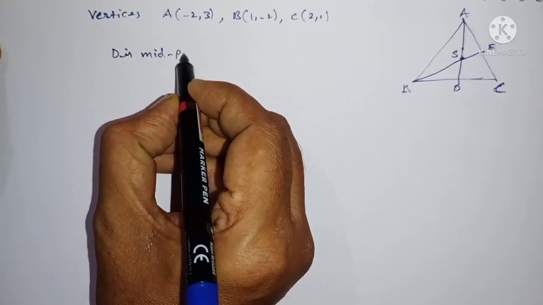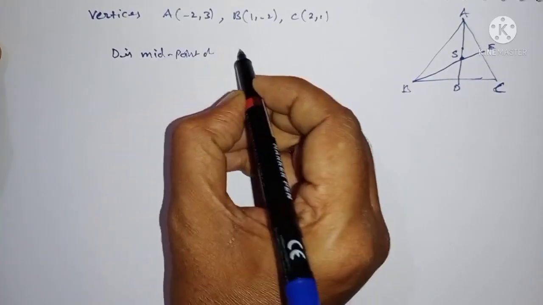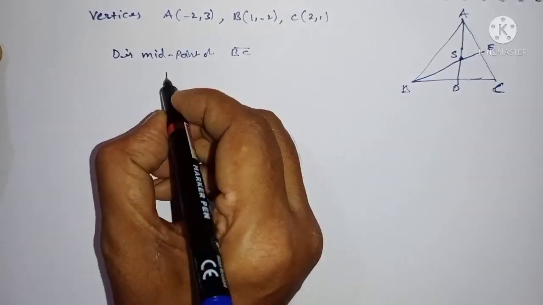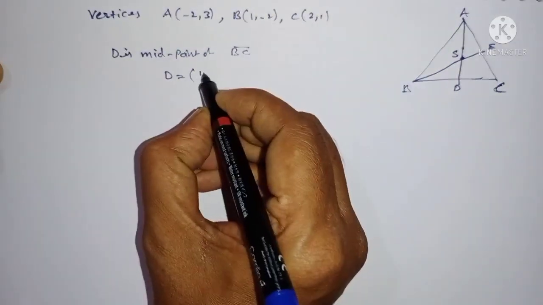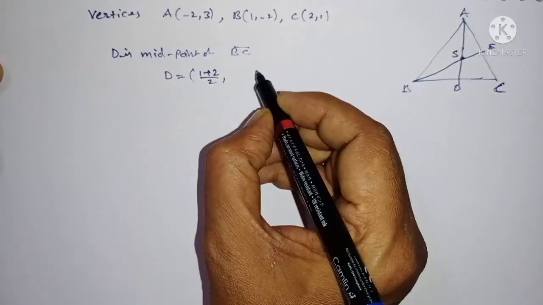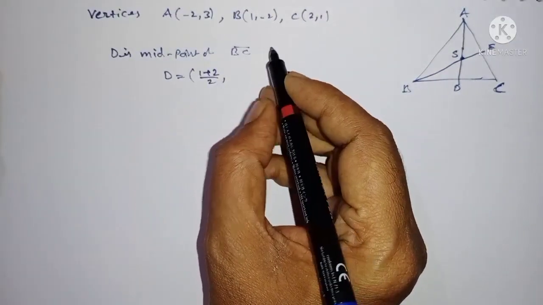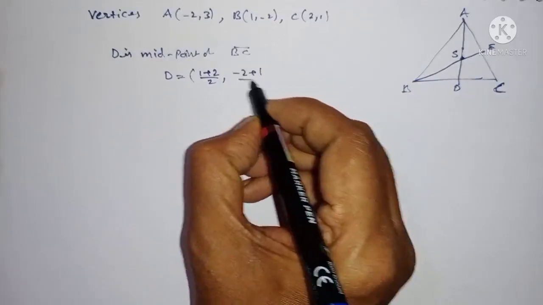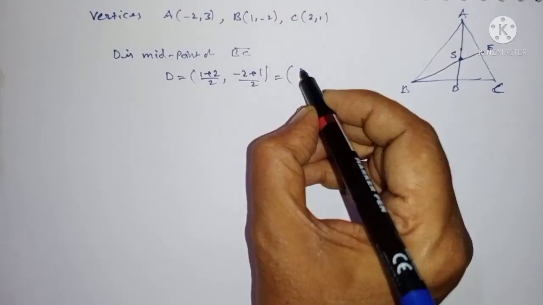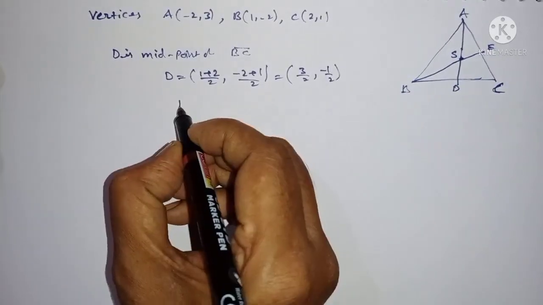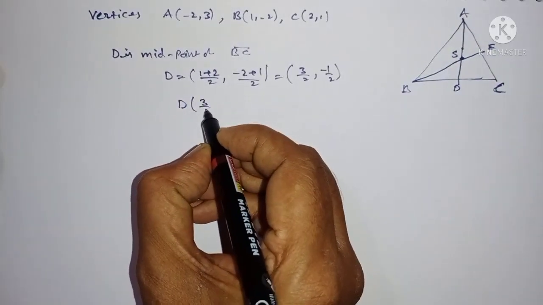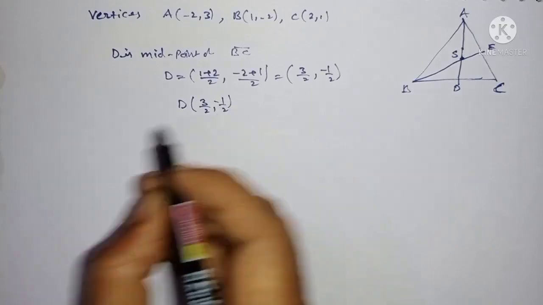midpoint of BC. Therefore, D is equal to how much? D is equal to, I can write here, B plus C: (1 plus 2) by 2 and (minus 2 plus 1) by 2. That is, I can write here 3 by 2, minus 1 by 2. D is how much you got here? 3 by 2 comma minus 1 by 2.